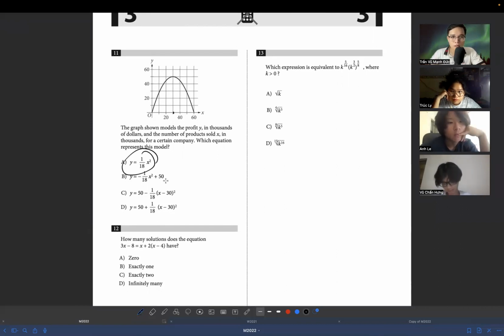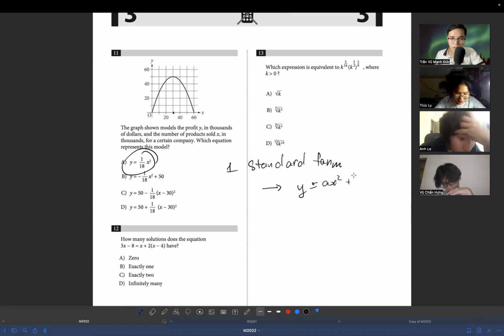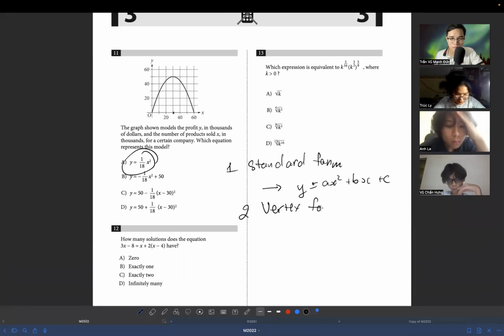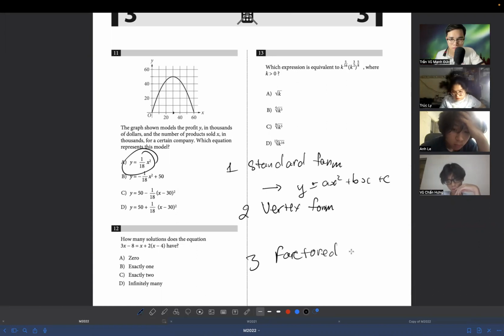These are different forms of quadratic equations. One form is the standard form, y is ax squared plus bx plus c. Two is the vertex form. And three is the factored form. What is a vertex form?